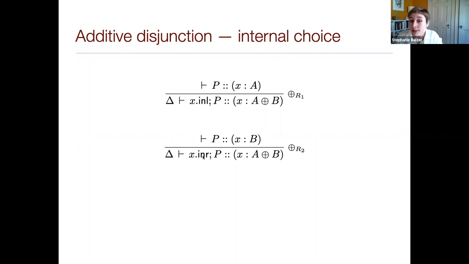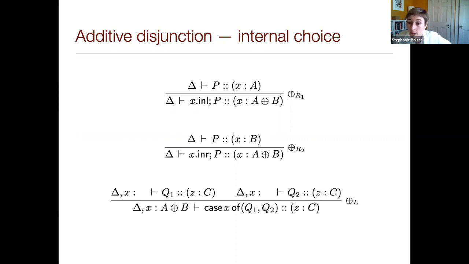So since we're just communicating a message and not actually sending a channel, in both cases we are not changing the delta. So now let's look at how we type check a client of such an internal choice.